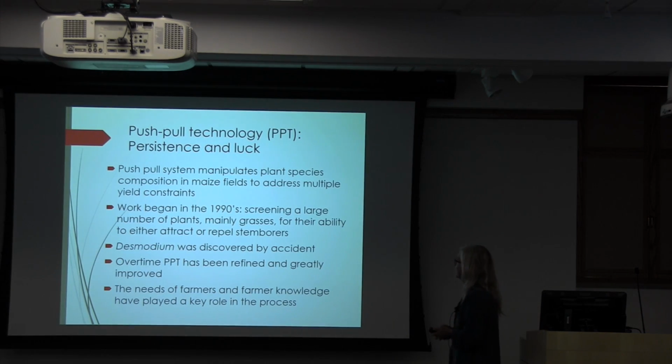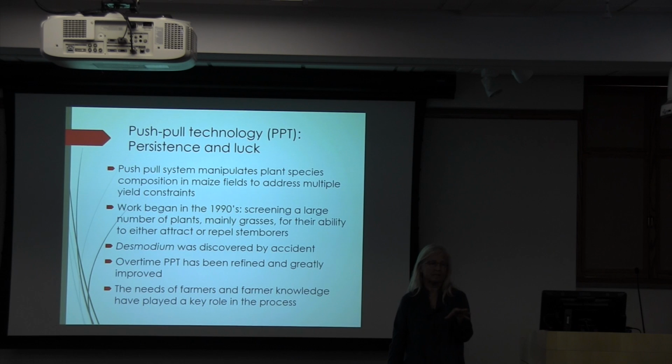So these are the challenges. And the push-pull system is basically the idea of manipulating the plants both in the field and on the borders of the field to address these constraints that are impairing yields. And the work began in the 1990s, and at that point the focus was on the stem borers. It began with screening a bunch of, especially grass species, to look for plants that would serve as trap crops, so that would attract the pests, and plants that would repel the arthropods. They were looking for both of these, and this is why it's called a push-pull. It's named after the main focus of managing the insects.